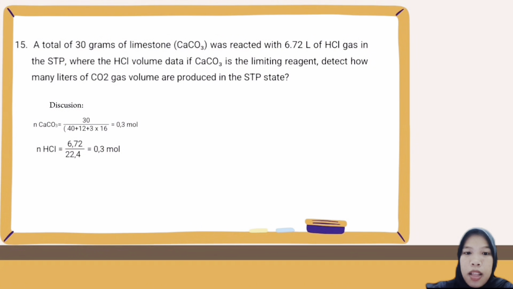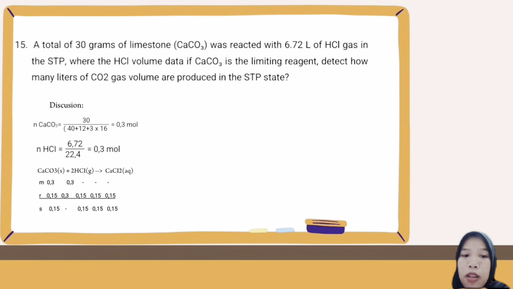And HCl equals 6.72 over 22.4 equals 0.3 mole. CaCO3 solid plus 2 HCl gas produces CaCl2 aqueous. After this calculation, we get V CO2 at STP equals n times 22.4 liter, equals 0.15 times 22.4 liter, equals 3.36 liter.